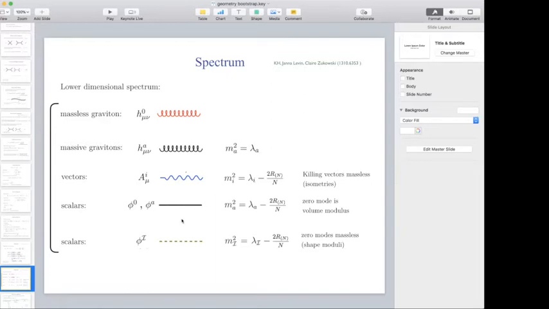And then we get two different towers of scalars. We get a tower of scalars coming from basically the trace parts expanding in the scalar eigenfunctions. So these masses depend on the scalar eigenvalues, and you get a zero mode precisely for what's basically the volume modulus of the internal space. So there's always one massless scalar for the volume modulus. And then you get another tower of scalars corresponding to the eigenvalues of the Lichnerowicz Laplacian. And these scalars are massless only if the eigenvalue is such that it corresponds to the Einstein structure moduli. So these are like the shape moduli. So these happen only if you have zero modes for the Lichnerowicz Laplacian.